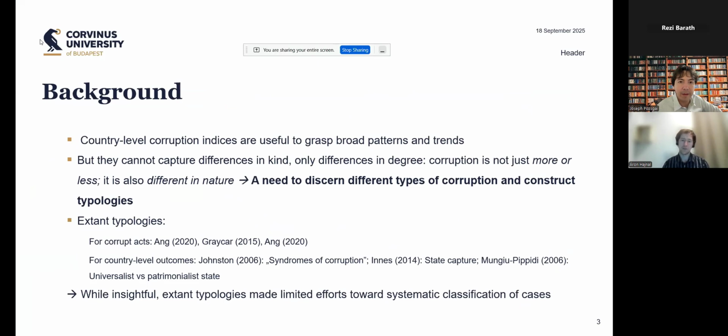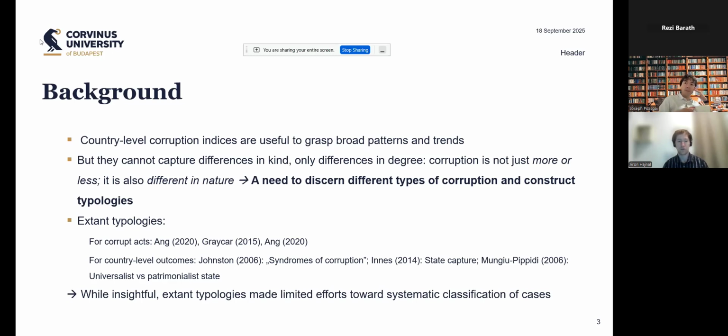So basically, this is why we think it's useful to construct a typology of corruption patterns, which allows for discerning different types of corruption rather than just seeing whether corruption is more or less in certain countries. Of course, there are some typologies of corruption already. For instance, for corrupt acts or actions, there is the typology of Heywood and Rose, and others. These typologies focus on specific actions or acts that involve corruption.